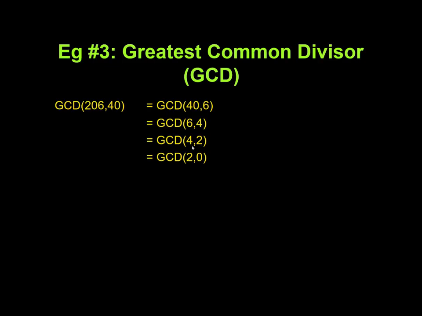You continue, you have 4, 2. 2 is the b, so b is here. 4 is divisible by 2, so you get a 0 as the remainder. So in this case, a is 2 and b is 0. So the GCD of this by the base case is 2.